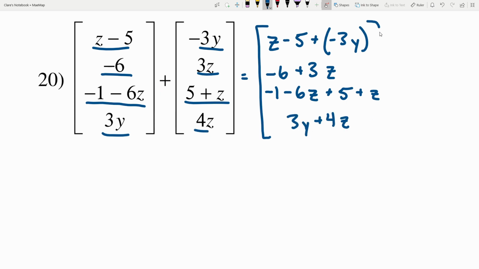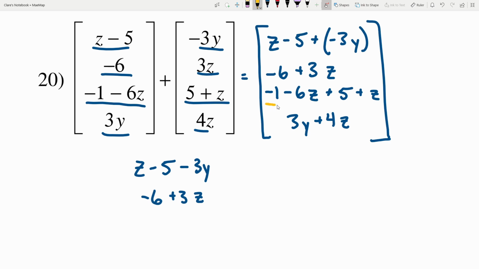Now we can simplify this matrix down a little bit more because we have some like terms. So in our first one, there's nothing to simplify, so we'll leave that first row, but as opposed to adding a negative, I'll subtract a positive 3y. In our second row, there's nothing to change either, so that will be negative 6 plus 3z. However, in our third row, we can combine negative 1 with 5. That's going to be a positive 4.